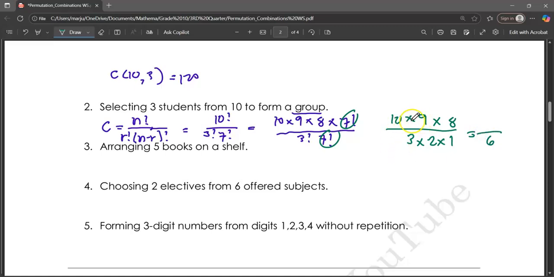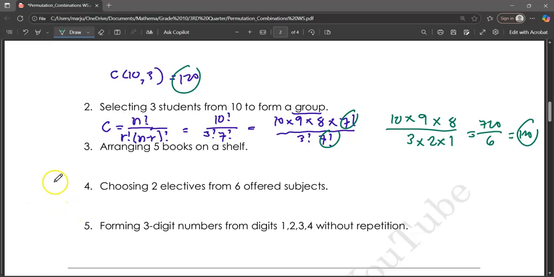And then what is this equal to? 10 times 9 is 90, times 8 is 720, right? That's 720. And again, 720 divided by 6 is 120, the same as the calculator result. That's how we solve combinations and permutations.